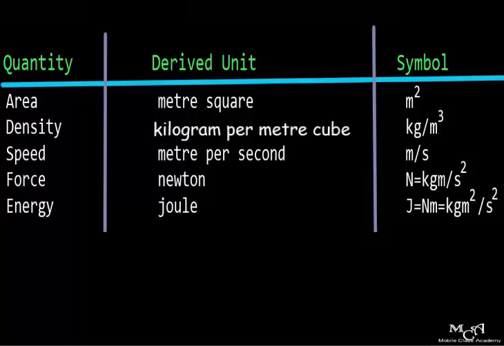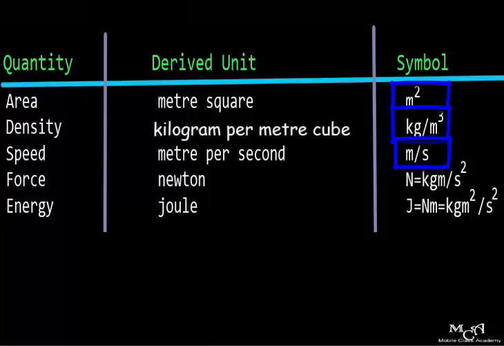The quantities you have on the board there, which are the derived quantities, are as follows. Area: the derived unit is meter squared, and the symbol is m². The second derived quantity is density, which is measured in kilogram per meter cube, kg/m³. And then speed, which is measured in meters per second, with the symbol m/s.